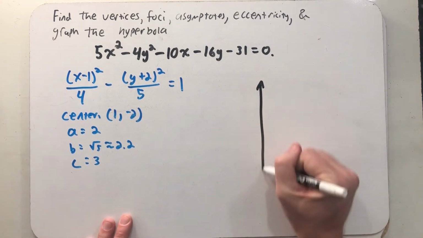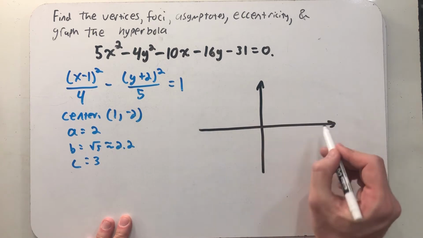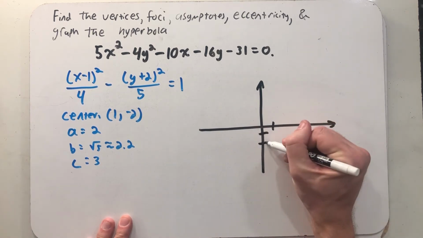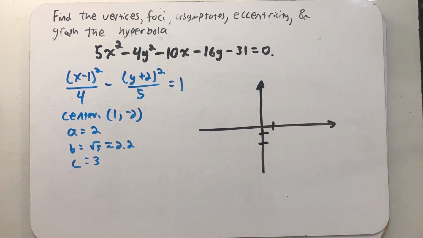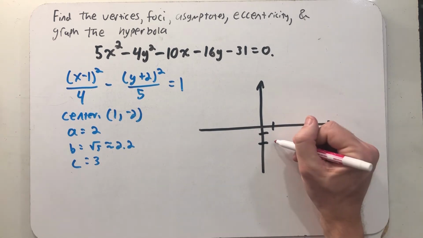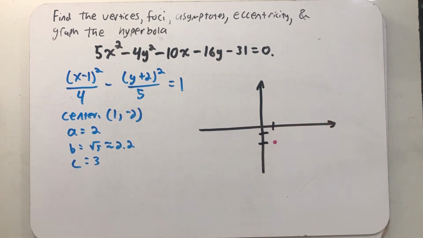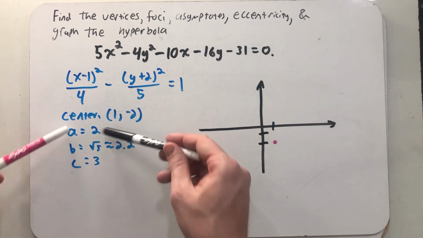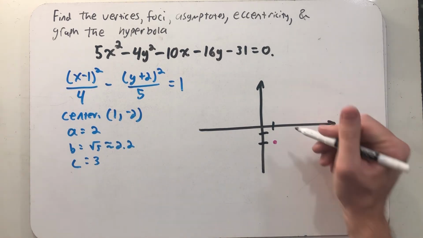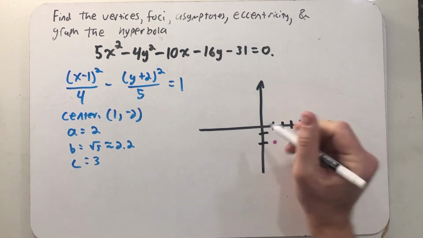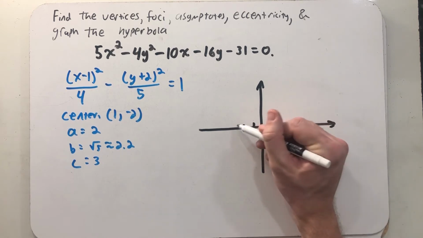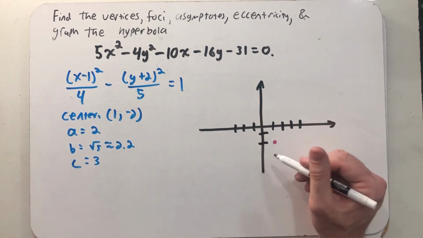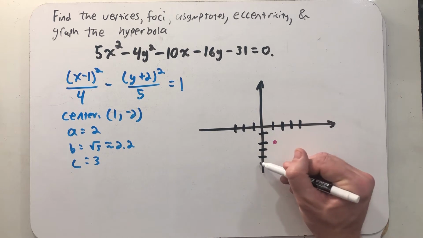So let's go on and get our picture started. Let's start by plotting that center. So that's at 1, minus 2. All right, I need to be able to go left and right, 2 to find the vertices and 3 to find the foci. So I'm just going to add some tick marks here to my axes so I can do those things easily. And then I'll need to be able to go up and down 2.2-ish, that square root of 5.